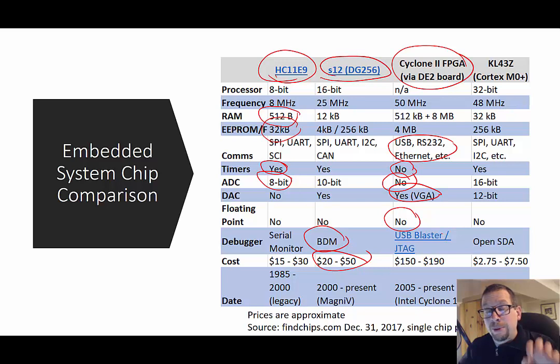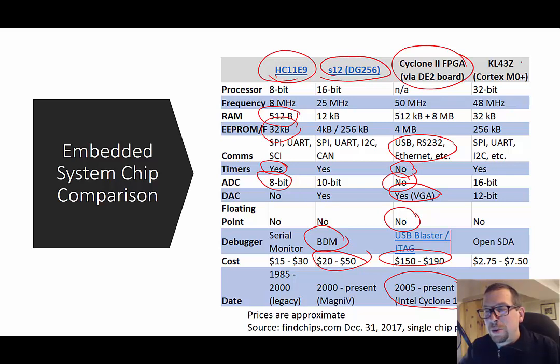You can program it using a JTAG type USB blaster USB connection that's similar to the BDM that we had on the S12s. And the cost for the chip itself is anywhere between $150 and $190 from findchips.com. And the chip itself has been around since about 2005 to about the present. The latest version of the Cyclone is the Cyclone 10, and it's just been released. So these FPGAs are in constant development. If you're putting a new product into market, you might want to move to the Cyclone 10 instead of the Cyclone 2, but that's that family of chip.